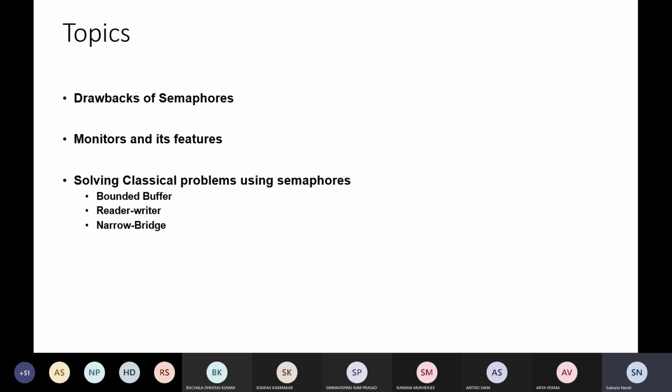Okay, these will be the topics for today's class. Mostly, I'll be focusing on the drawbacks of Semaphore and monitors and its features. I don't think I'll be able to complete it in this class. So, before talking about the drawbacks of Semaphore, let me discuss some of the problems related to Semaphore which generally appear in different tests like GATE exams and all. So we will have some idea of what we read and what questions are being asked.